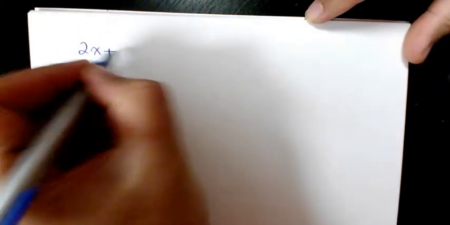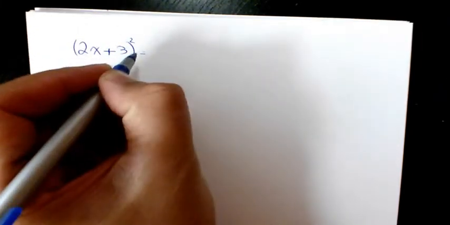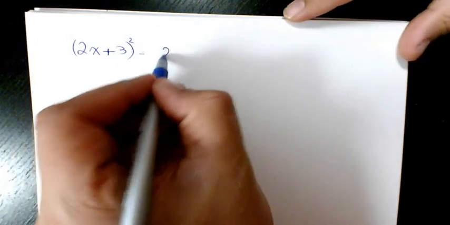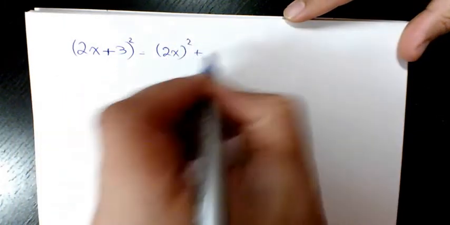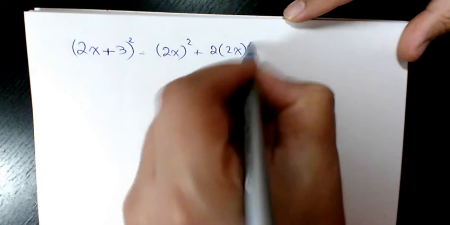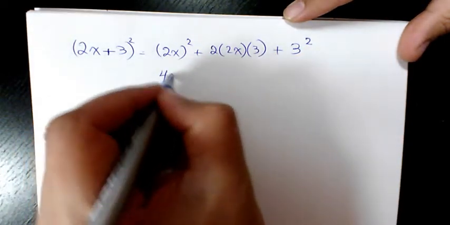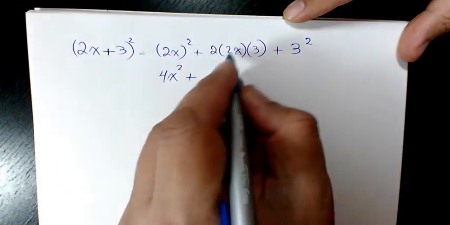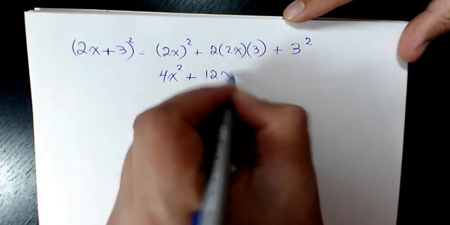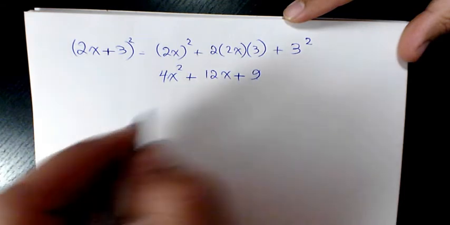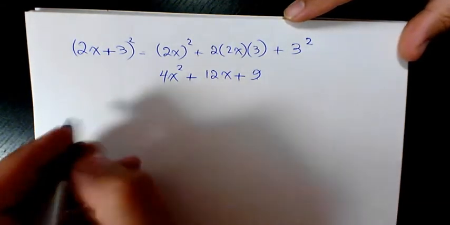Next example, 2x plus 3 to the power of 2. That's going to be 2x to the power of 2 plus 2 times 2x times 3 plus 3 to the power of 2. That's going to be 4x squared plus 2 times 2, 4 times 3, 12x, plus 3 squared is 9. So this is the trinomial.